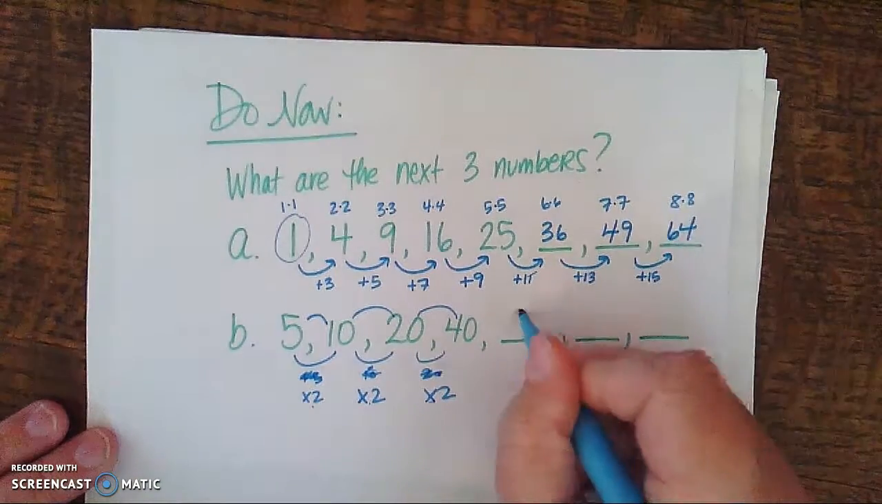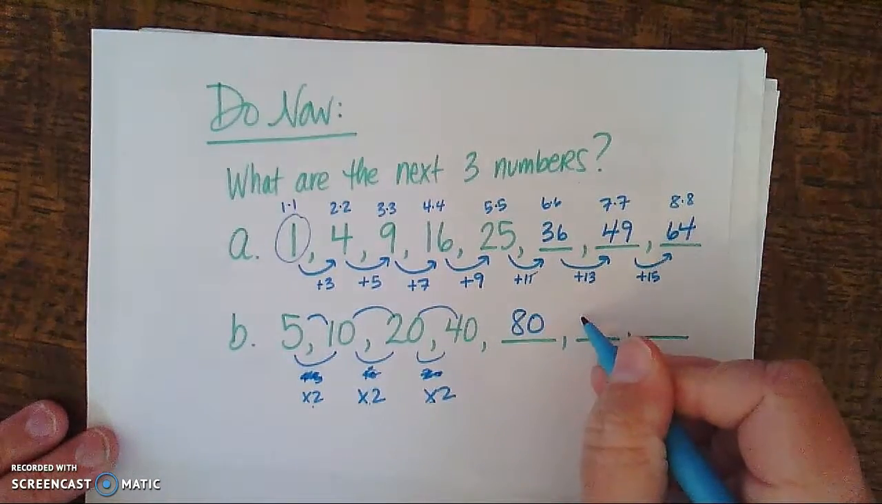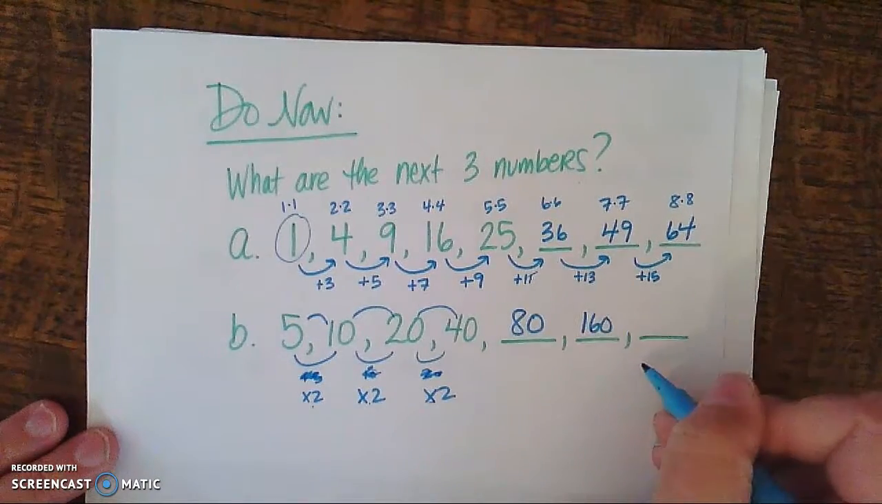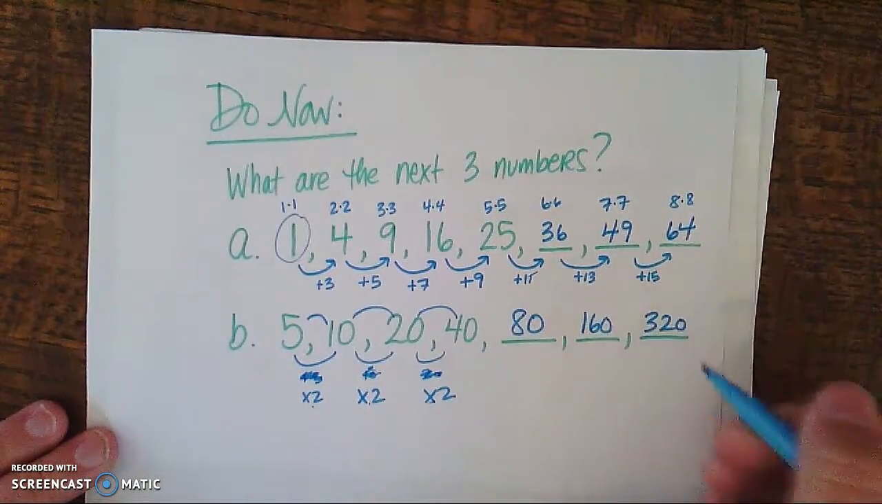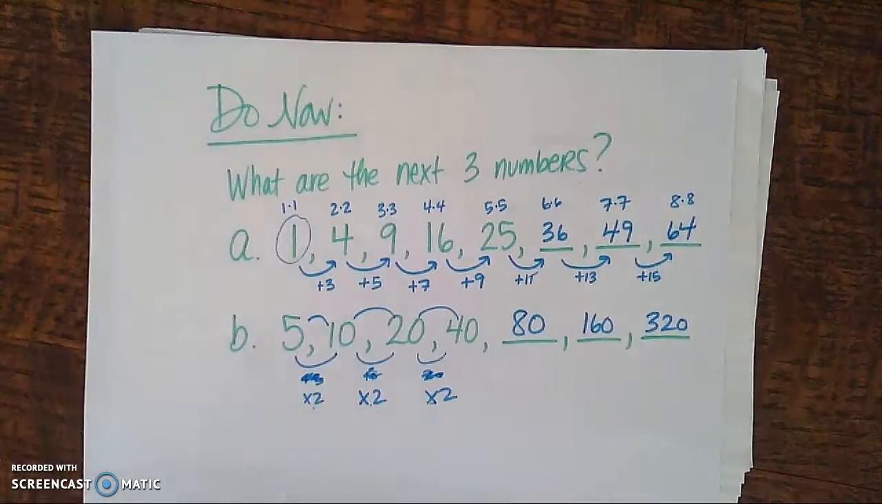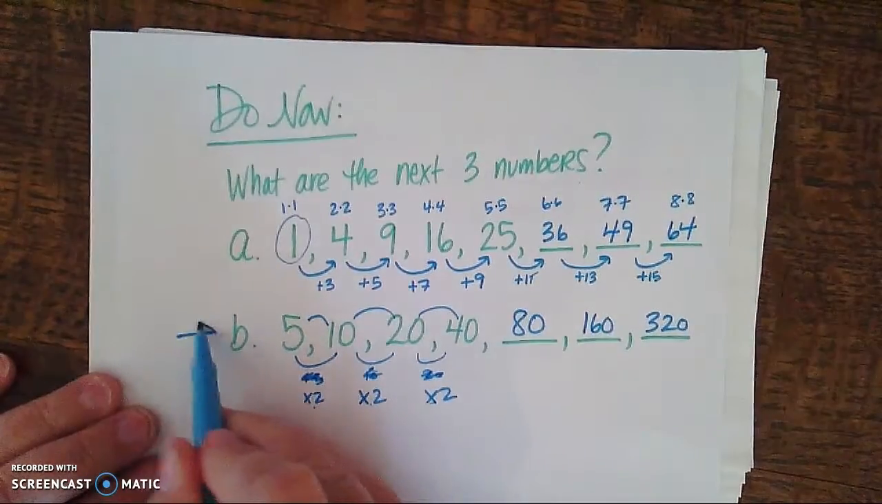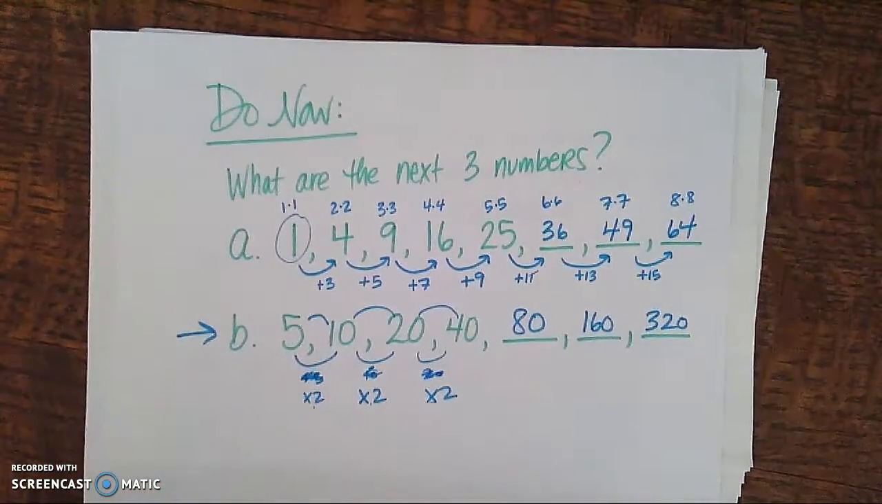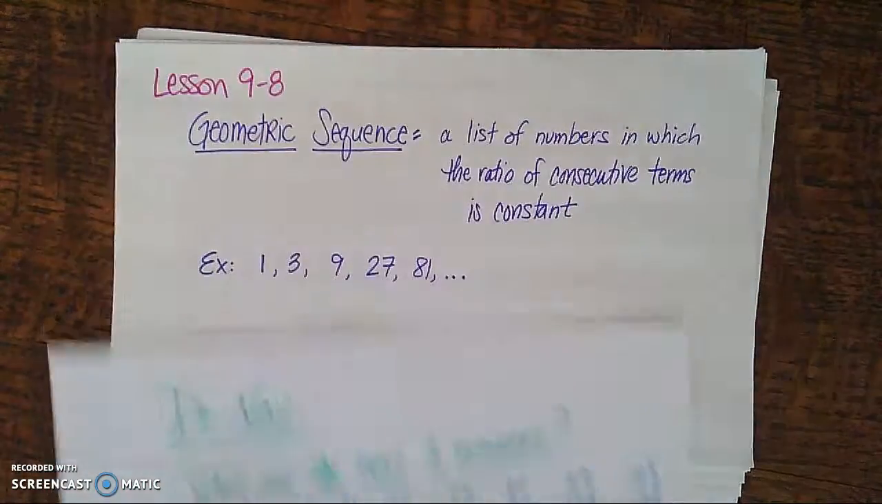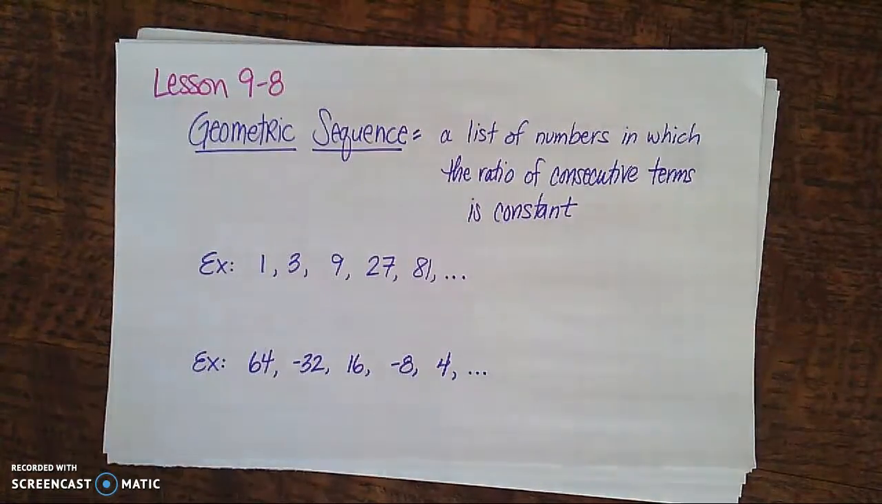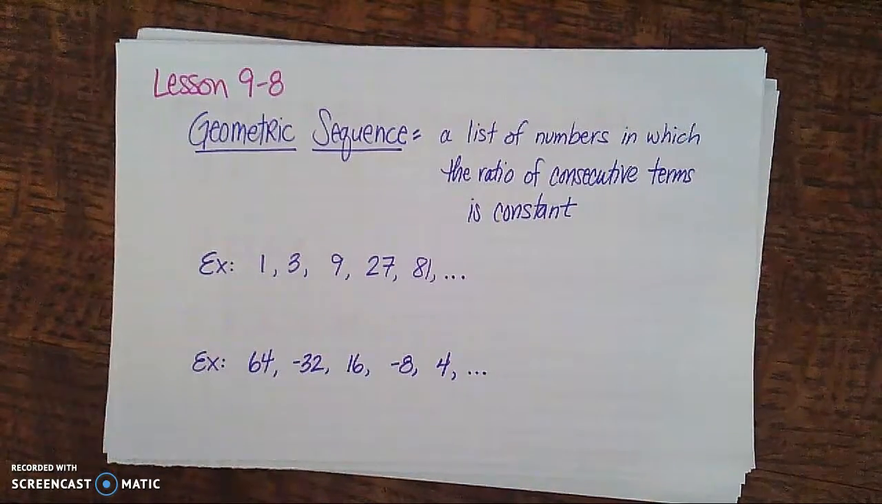40 times 2 would be 80. 80 times 2 would be 160. 160 times 2 is 320. Finishes out right nice. And in fact, sequences like that second one are what we're going to deal with today in Lesson 9-8. Lesson 9-8 deals with geometric sequences.